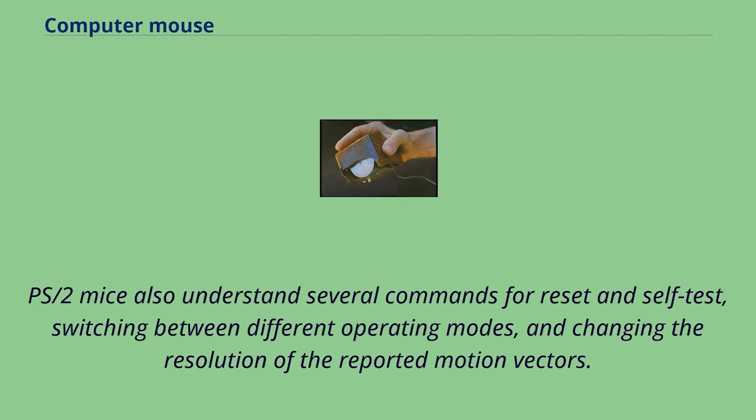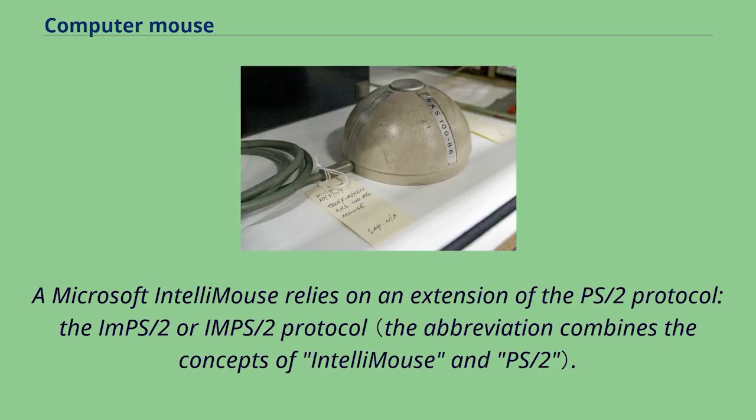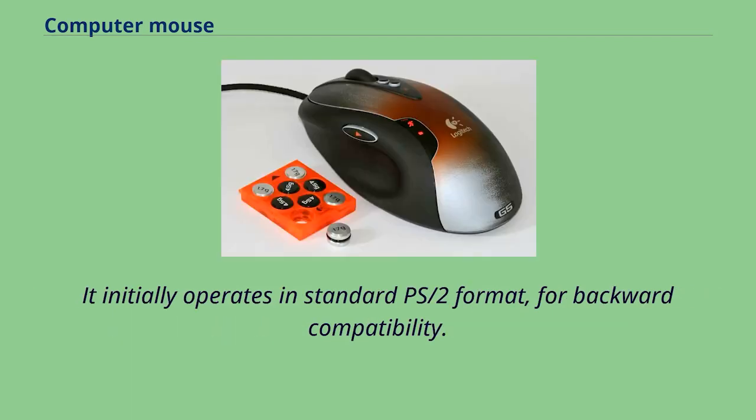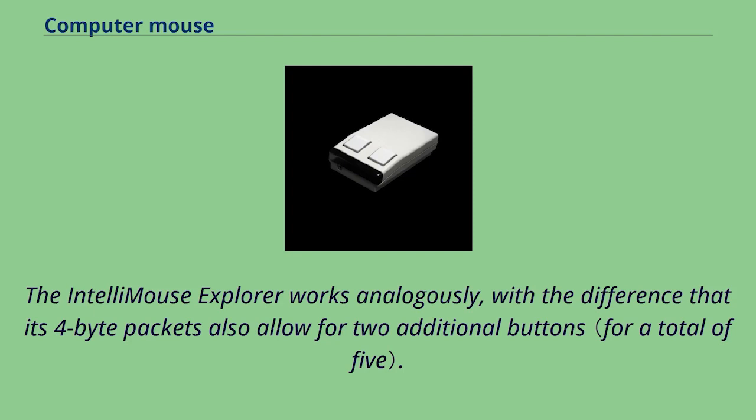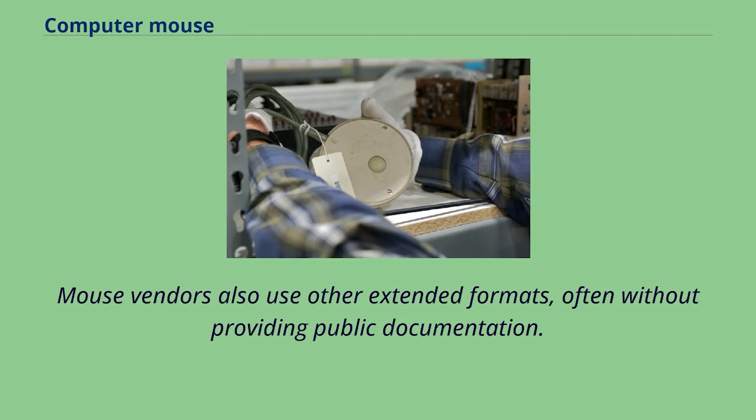PS/2 mice also understand several commands for reset and self-test, switching between different operating modes, and changing the resolution of the reported motion vectors. A Microsoft IntelliMouse relies on an extension of the PS/2 protocol, the ImPS/2 or IMPS/2 protocol. It initially operates in standard PS/2 format, for backward compatibility. After the host sends a special command sequence, it switches to an extended format in which a 4th byte carries information about wheel movements. The IntelliMouse Explorer works analogously, with the difference that its 4-byte packets also allow for 2 additional buttons.